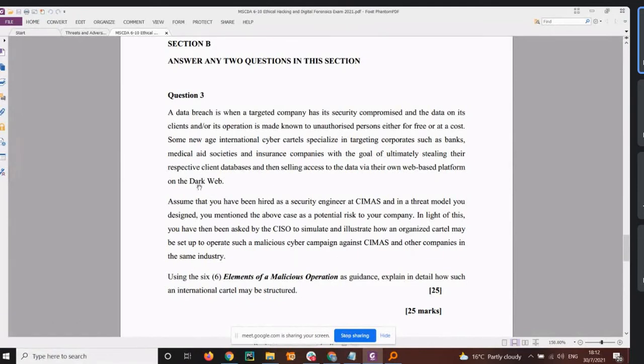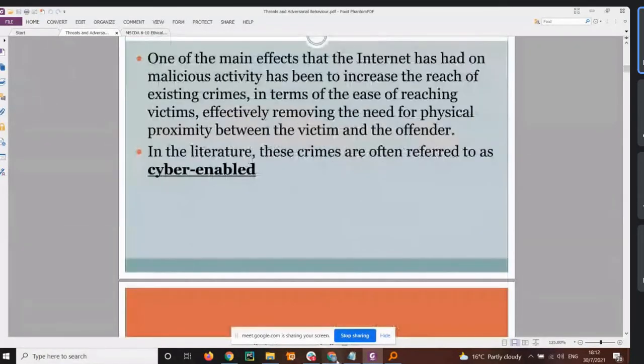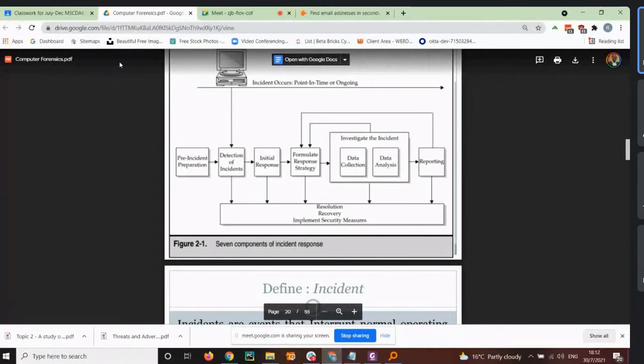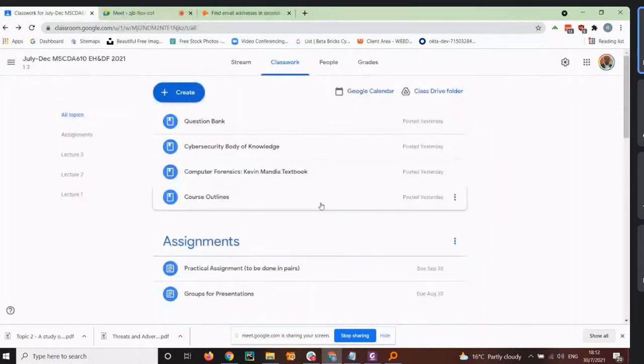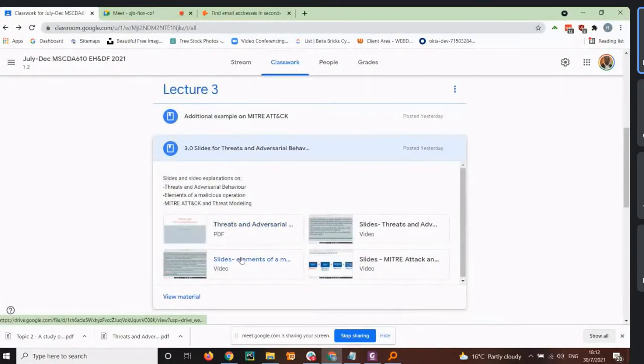So for question three, it's like a general business model, a company which typically steals information from people and then tries to sell it elsewhere. So now you are supposed to break them down as the six elements of a malicious operation, which I believe should be in this slide. Threats and adversarial behavior. If you check here. Yeah, this one. The slides for threats and adversarial behavior.